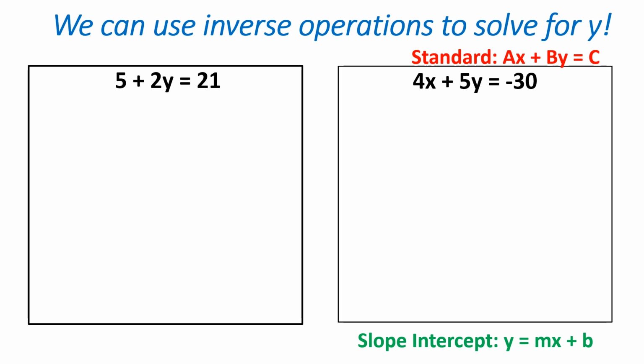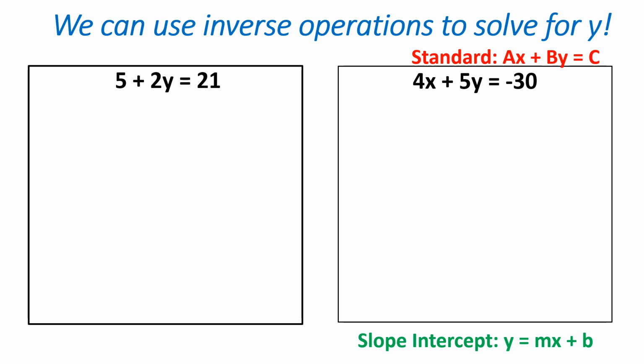For our first example here, on the left-hand side, I have just a standard two-step equation, and on the right-hand side, I have an equation that is in standard form that I'm going to convert to slope-intercept. I'm completing this two-step equation problem and rewriting the standard form equation in slope-intercept form to show you that the process is the same. The only difference is with standard form, you have an x there as well, but we can use inverse operations to solve for y. So let's get started on this.